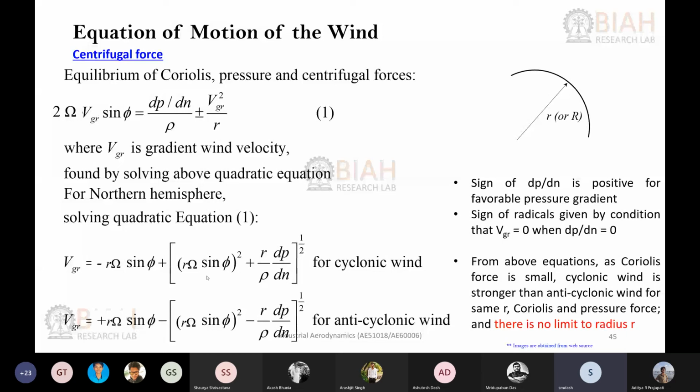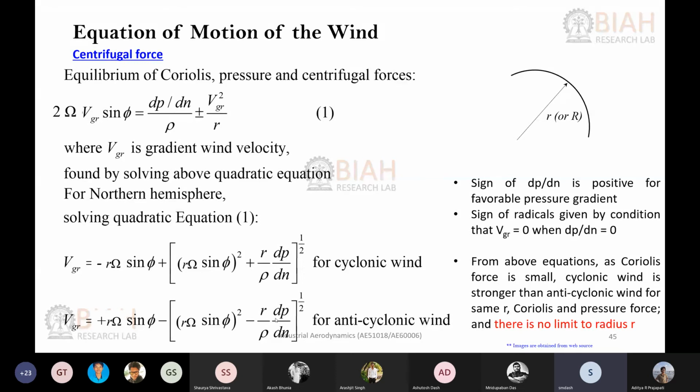So for cyclonic wind, it can go to any speed. Whereas for anticyclonic wind, you have a speed limitation, and the maximum wind speed that you can get is when this particular term goes to 0, because you have a negative sign here. So the maximum wind speed is this much. Is it clear? And based on that maximum wind speed, you can see how much your radius of curvature will be.